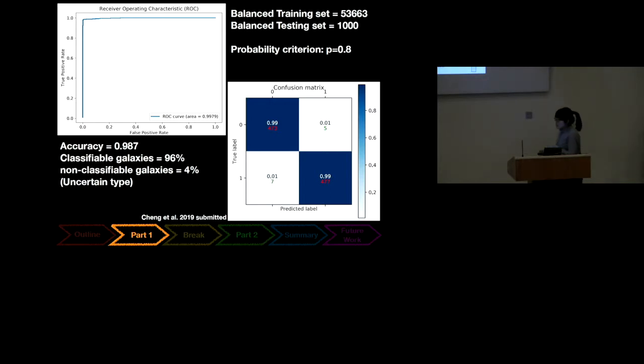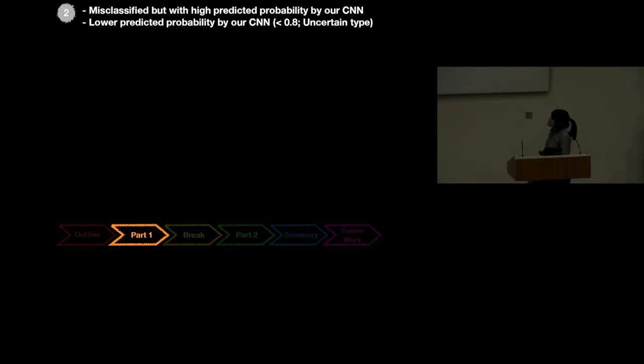Next, I want to investigate the outliers in my convolutional network. I define two types of outliers. The first is misclassified when you compare with the visual classification of Galaxy Zoo, but it actually got a very high predicted probability in our convolutional network. The other type is the uncertain type.